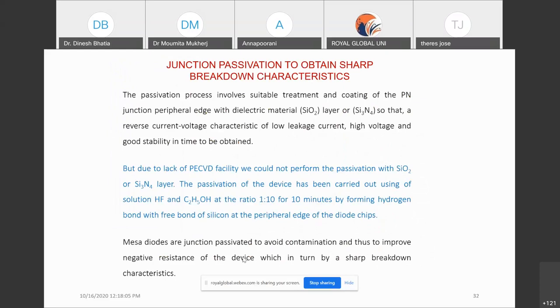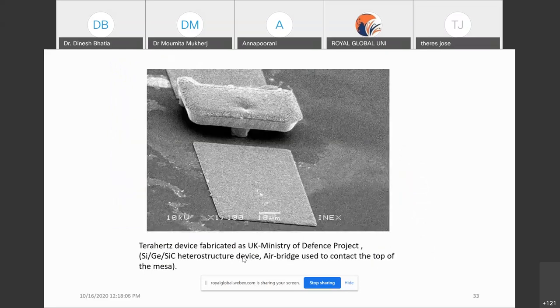Now, as I told you, the PECVD technique and junction passivation that we have done, we are doing that work more cautiously to make the breakdown sharper. So these are some of the technologies that have been adopted to make the junction passivation. And finally, this terahertz device was fabricated. We are thankful to INX and Newcastle University, and it was part of a defense project.